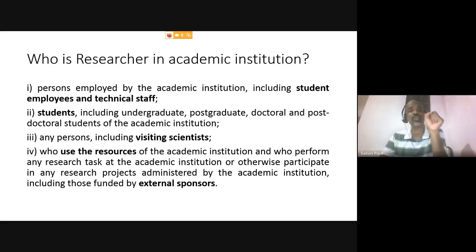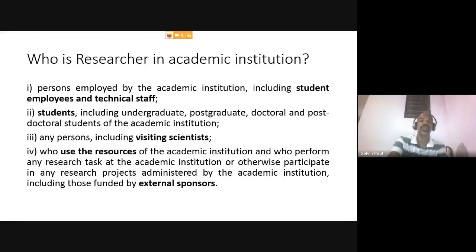And the use of resources is very important. Many times academic institutions in India are very reluctant to provide institutional resources to students, teachers, etc. But things are changing fast now. Academic institutions are offering everything to researchers, because NIRF, NAAC, etc. are giving great importance to patents.